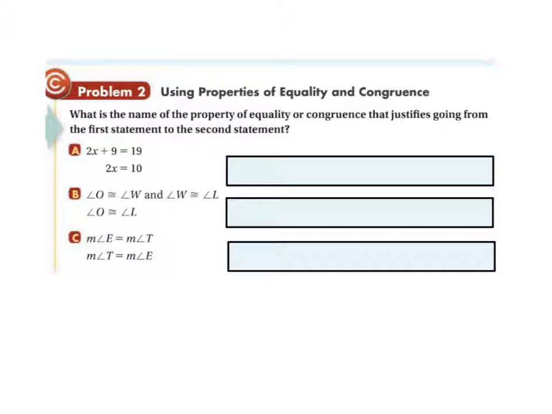All right, so let's look at this one. It says, what is the name of the property of equality or congruence that justifies going from the first statement to the second statement? All right, so if you look at example A here, it looks like they moved the 9 to the other side. How do you think they'd move that 9 to the other side? They'd subtract it. So it's called the subtraction property.